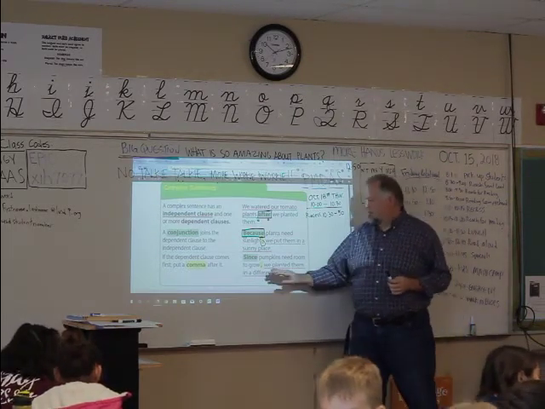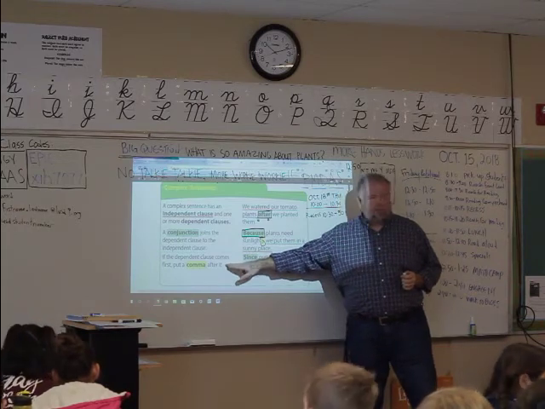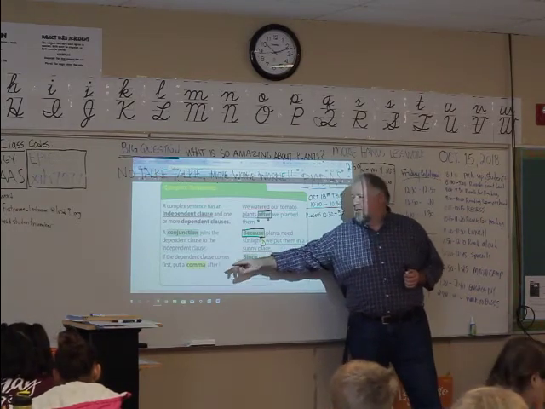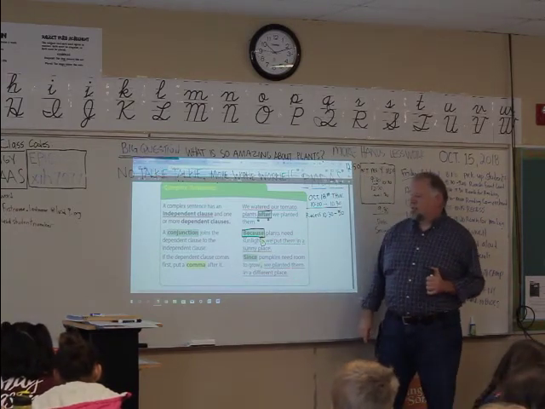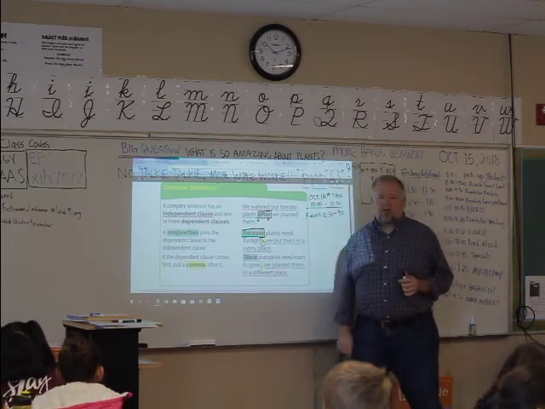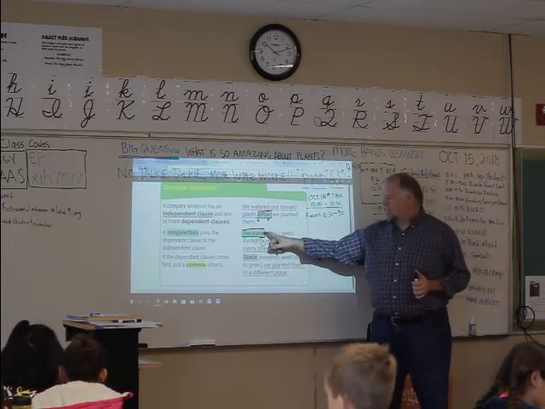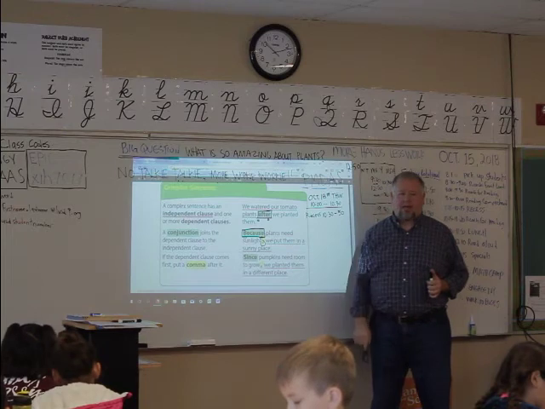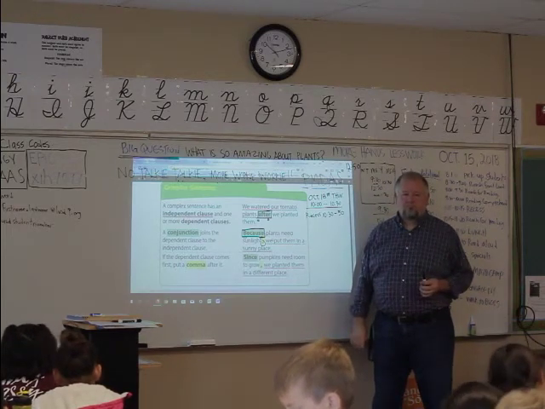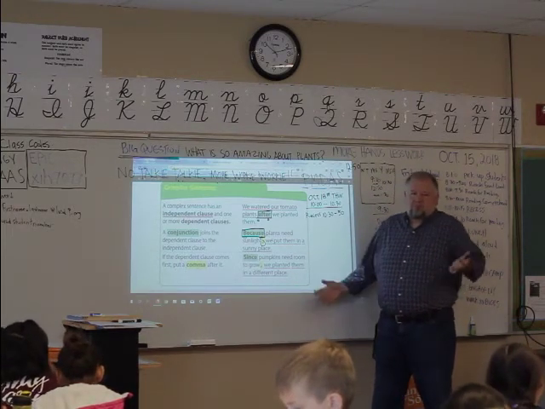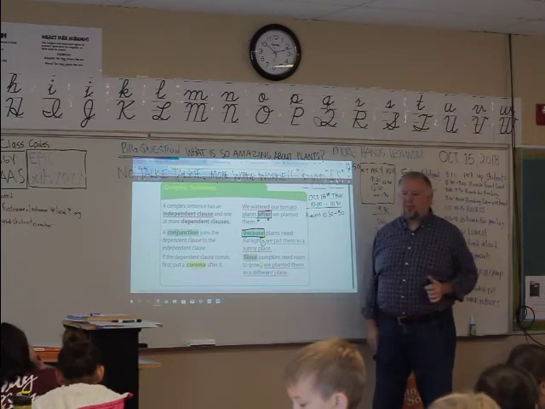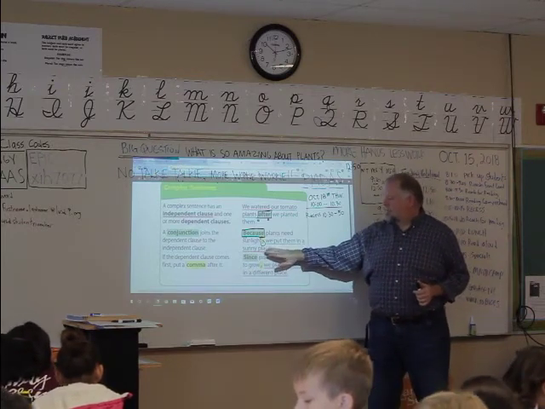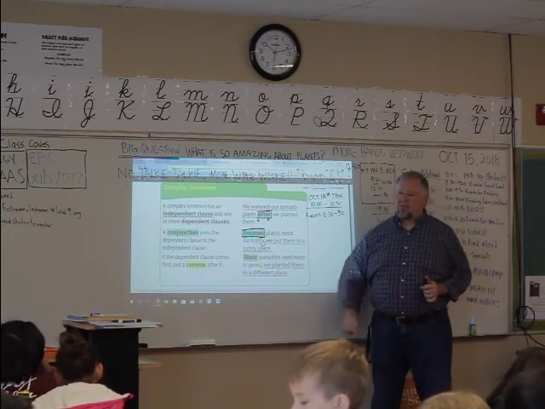All right, let's look at the bottom part. So we already know what this is, right? The comma. The dependent clause, if it comes first, we have to put a comma. So this is the dependent clause: plants need sunlight. But it only makes sense if we put this with this, because of this.